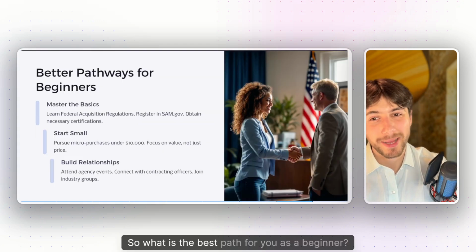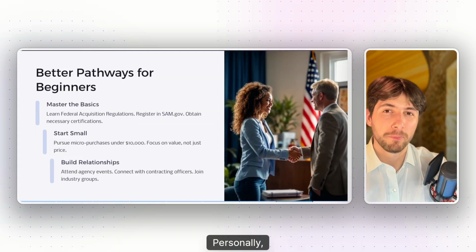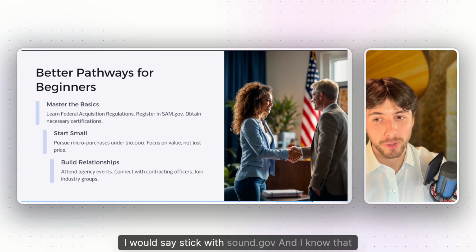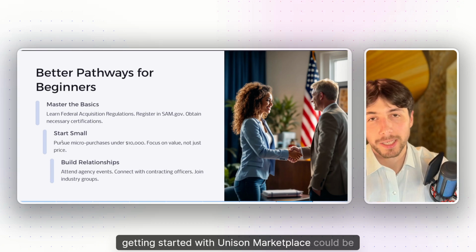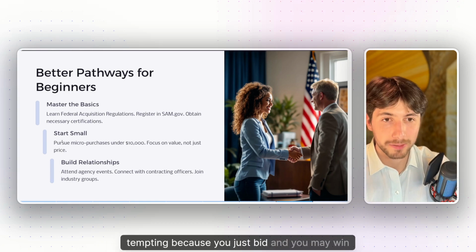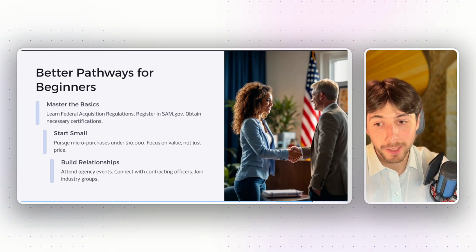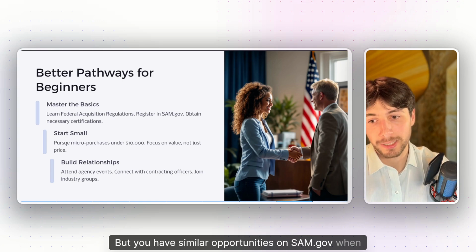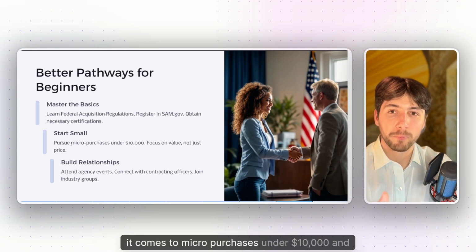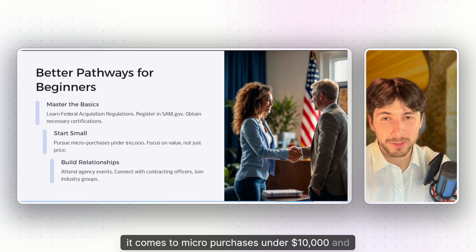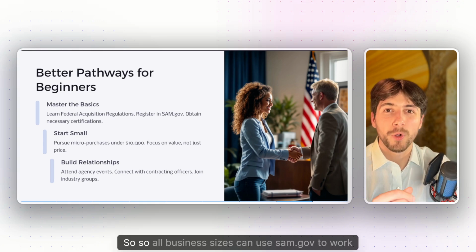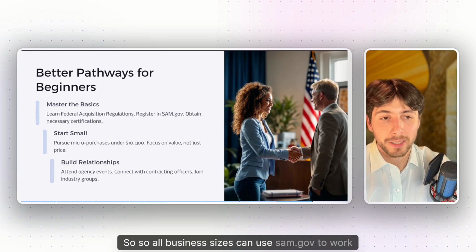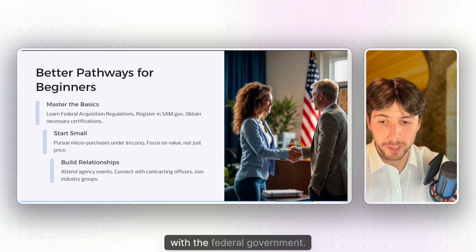So what is the best path for you as a beginner? Personally, I would say stick with SAM.gov. And I know that getting started with Unison Marketplace could be tempting because you just bid and you may win immediately, but you have similar opportunities on SAM.gov when it comes to micro purchases under $10,000 and simplified acquisitions, which are, I believe, under $250,000. So all business sizes can use SAM.gov to work with the federal government.